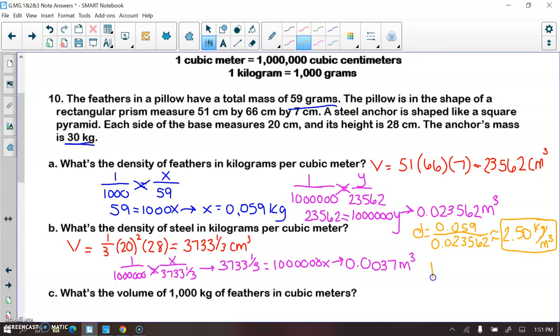So now my density of the steel is going to be 30 kilograms over 0.0037 meters cubed. So dividing that out, I would wind up with approximately 8,108.11 kilograms per meters cubed.